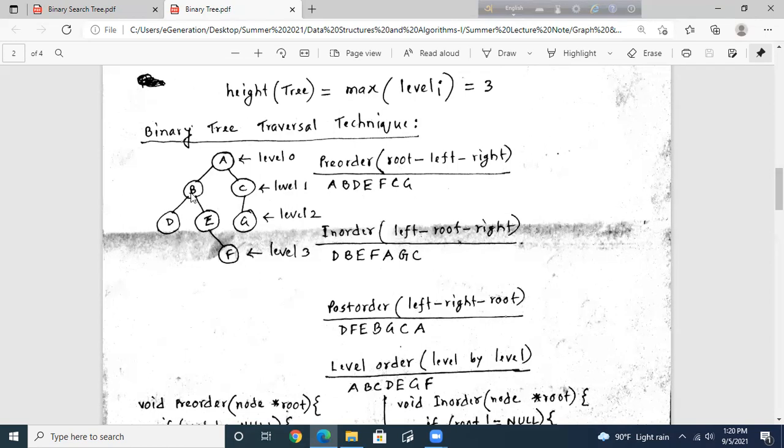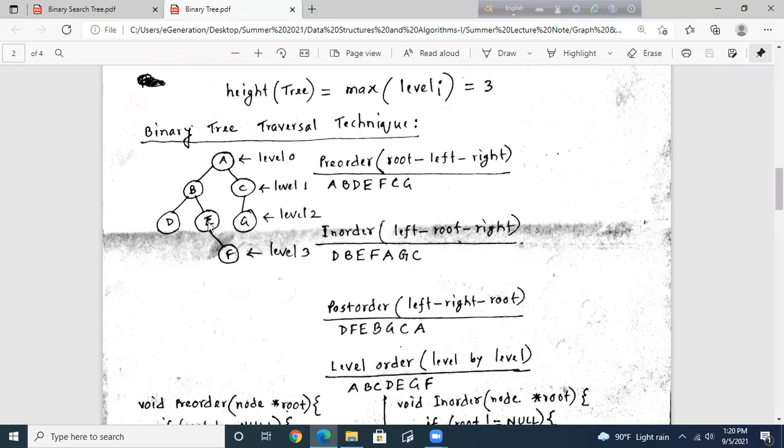Then root is complete, root B is complete. Left D is complete. Now I have to complete the right. Right is E, A. Again, more than one node. Since I have more than one node, I have to rethink the algorithm again.